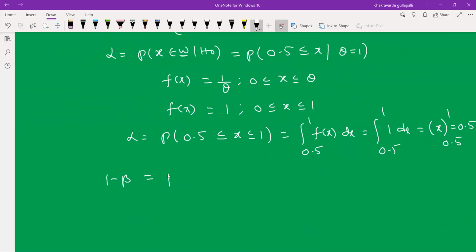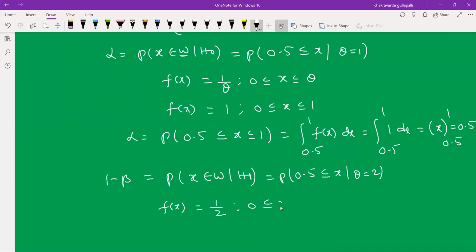The 1 minus beta formula: probability of x belonging to W under H1. That is equal to probability of 0.5 less than or equal to x under H1, where the theta value is equal to 2. In this case, the probability function is 1 by 2, 0 less than or equal to x less than or equal to 2.